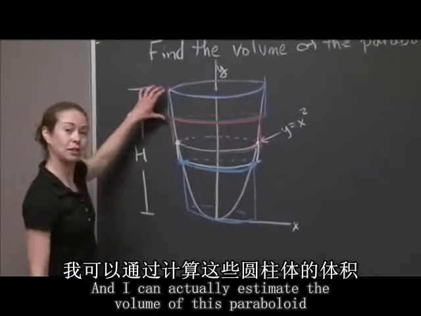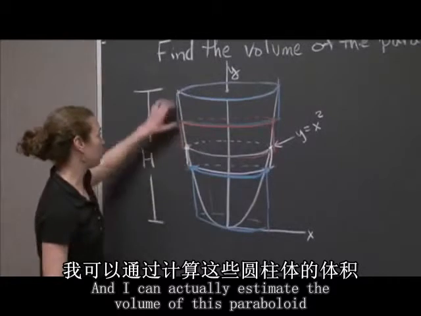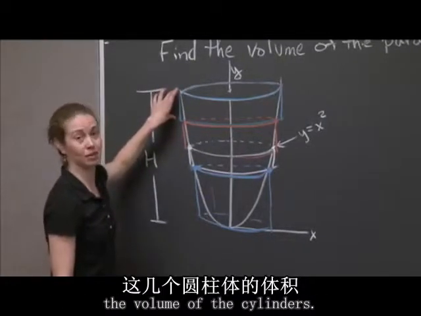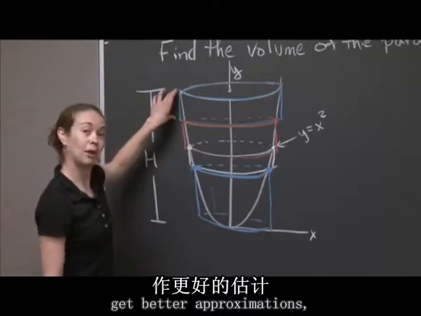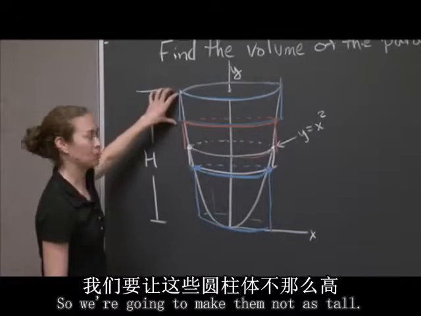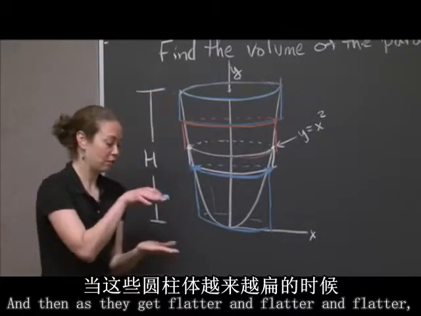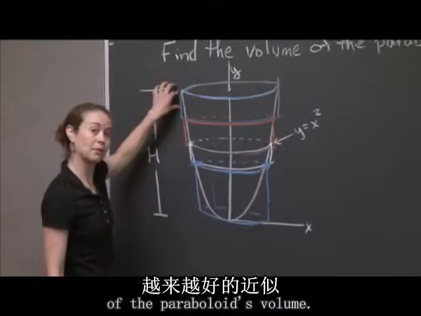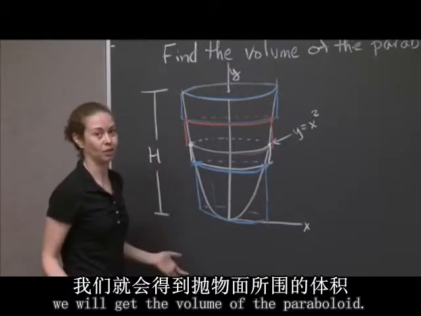And I can actually estimate the volume of this paraboloid by finding the volume of these cylinders. So we have to understand how to find the volume of the cylinders. And then what we'd like to do to get better approximations is make these cylinders flatter, so not as tall. And as they get flatter and flatter, we're going to get better and better estimates of the paraboloid's volume. And then in the limit, we will get the volume of the paraboloid.